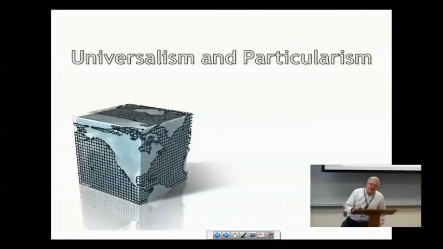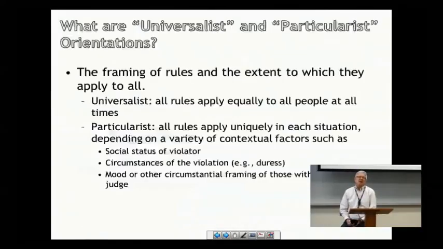All right. Okay, now we're going to look at universalism and particularism. And it's not an overly complex topic to be able to explain. The framing of rules and the extent to which they apply to all. The universalist approach says all rules apply equally to all people at all times, unless you're an American. The particularist says all rules apply uniquely in each situation depending on a variety of contextual factors. The social status of the violator, the circumstances of the violation.